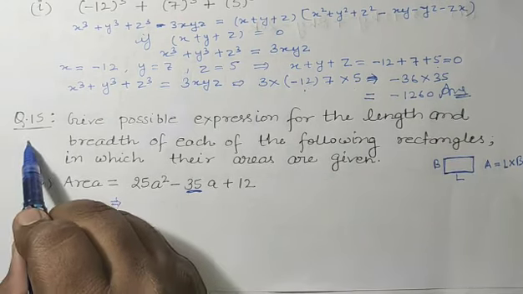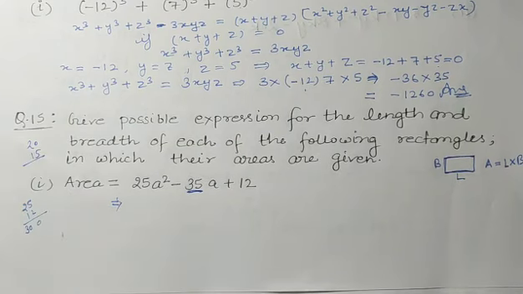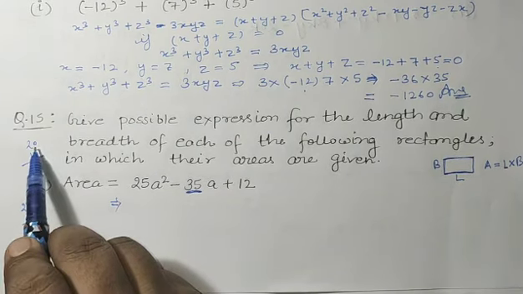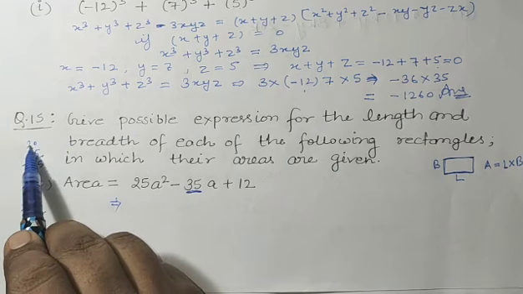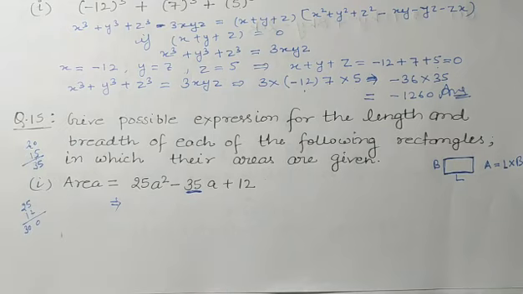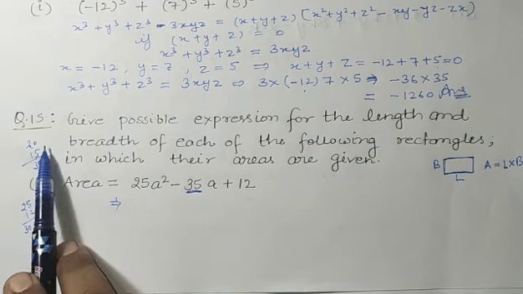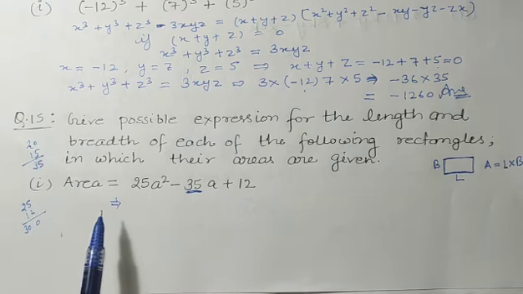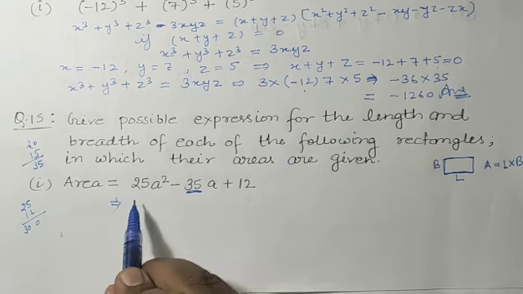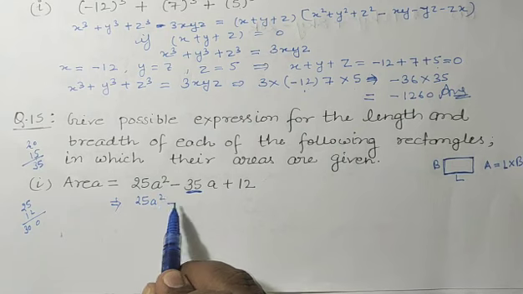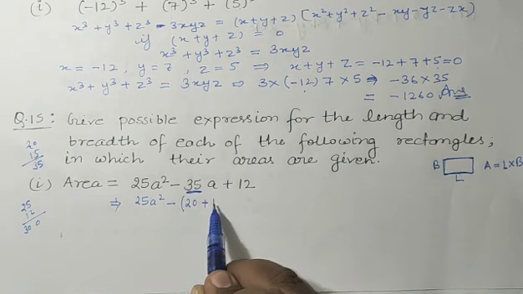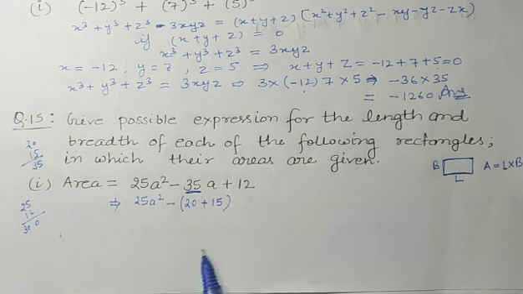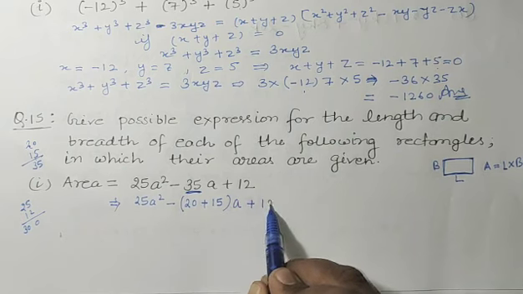See, if we take 20 and 15, when we find the sum of these two, we will get 35. And when we multiply them, 15 twenties are 300, we get 300. So here we have thought of two numbers which satisfy the conditions, means the sum is 35 and the product is 300. So now we will split 25a square, we will write this 35 as 20 plus 15, that is 35a plus 12.